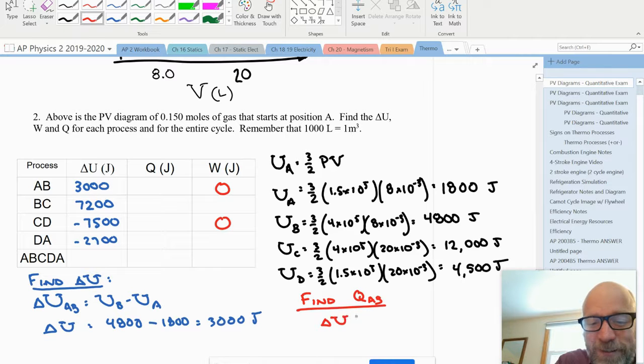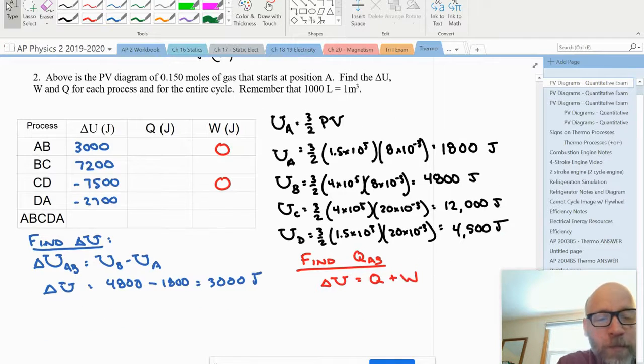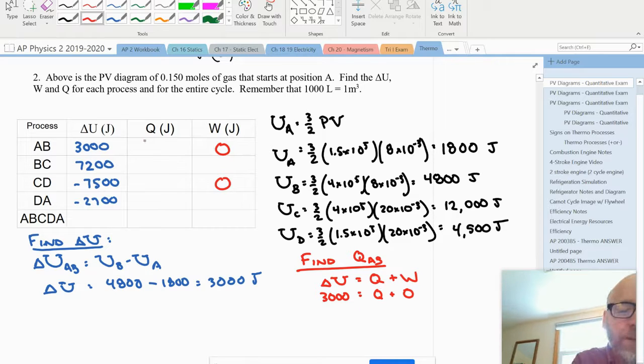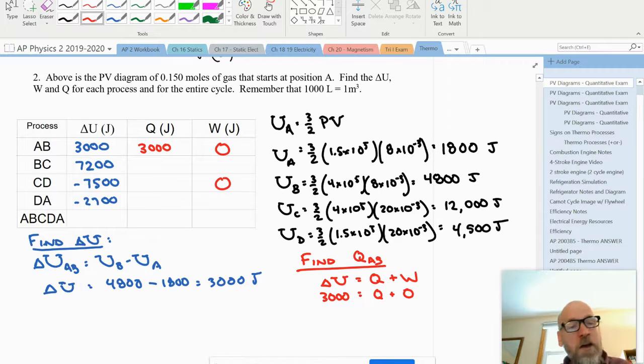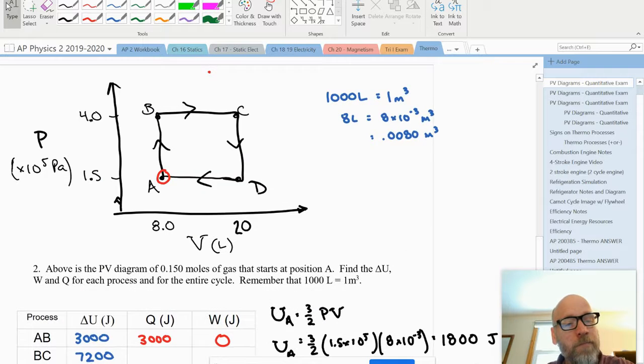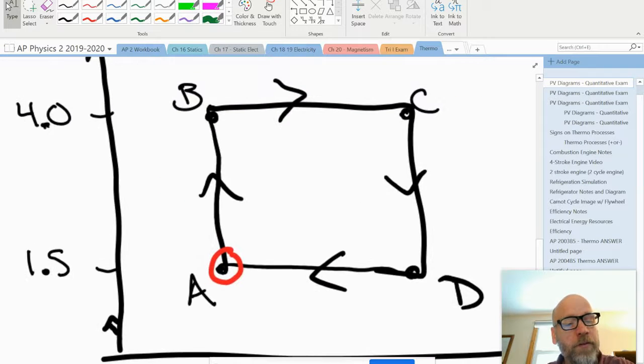Find the heat during AB. So I've got delta U equals Q plus W. Since the change in internal energy is plus 3,000 and the work was zero, yeah, Josh, you were right. It's 3,000 joules. That means 3,000 joules of heat must have been added to the system as we went from process A to B.